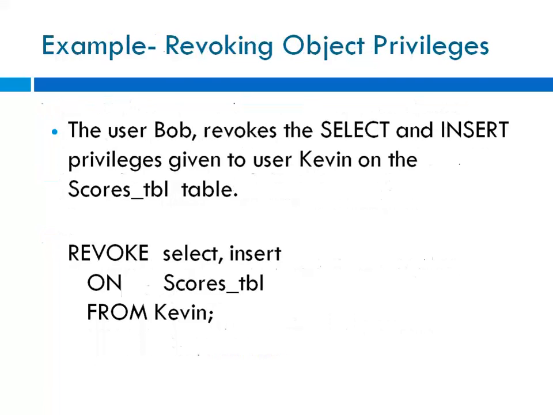Then an example of revoking object privileges: user Bob revokes the select and insert privileges given to user Kevin on the scores_tbl. So the statement to be given by Bob is like this: revoke select, insert on scores_tbl from Kevin. So Kevin's privileges will be taken back on the scores table. The privileges are select and insert, and these have to be given by the owner of the database object.